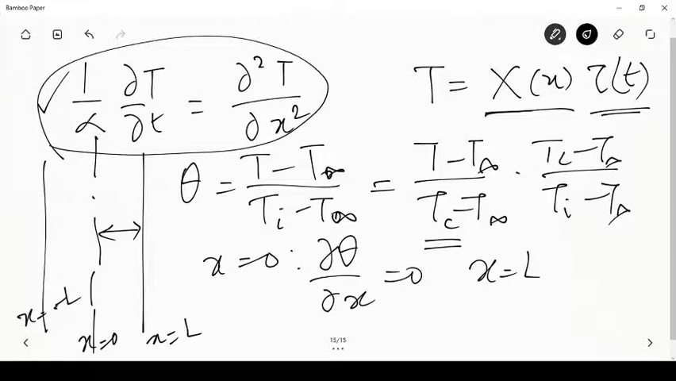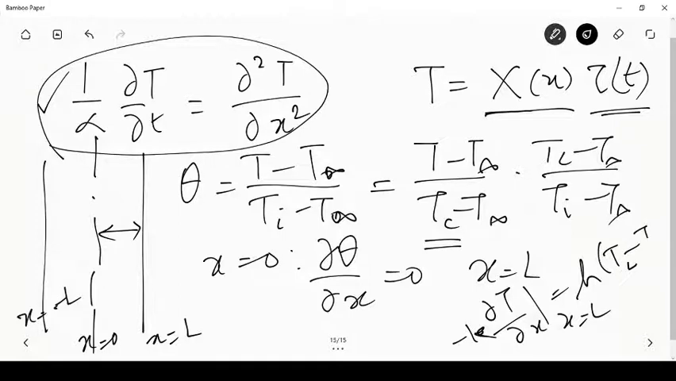So we'll write the convective boundary condition. That will be minus k del T by del x, which is the energy arriving at the boundary x equal to L by conduction from inside the domain, would be equal to h into (T at L minus T infinity). With these two boundary conditions, we will solve this equation, and then the temperature at x equal to 0 is theta c, which is basically given as (Tc minus T infinity) divided by (Ti minus T infinity), which is this.